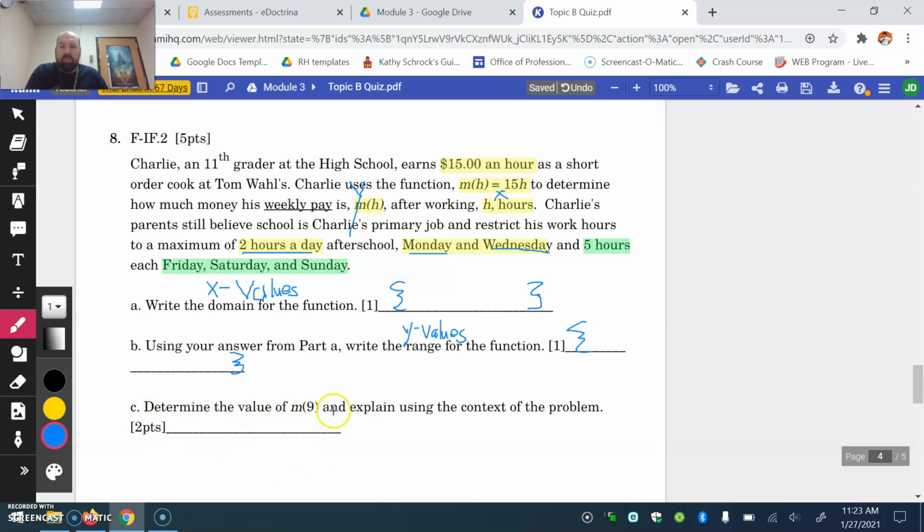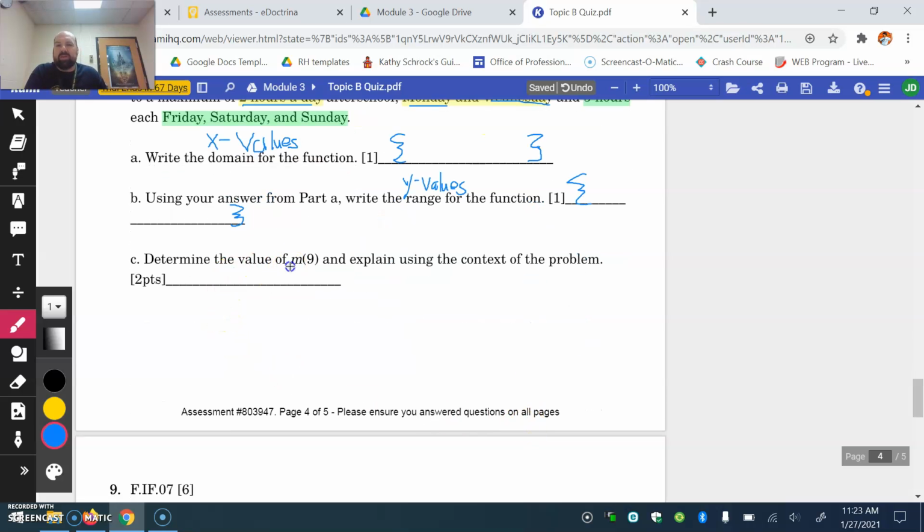Determine the value of m of n and explain using the context of the problem. So first, use this in the formula to figure it out. And then what does that mean? Okay, you better explain what it means. I will tell you this. You're going to do m of n, or excuse me, m of 9, not n, equals something. And then whatever that is, whatever that number is, explain what it means. Okay? You can connect the 9 and whatever that number is.